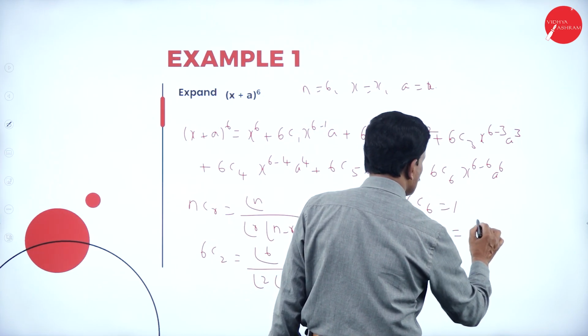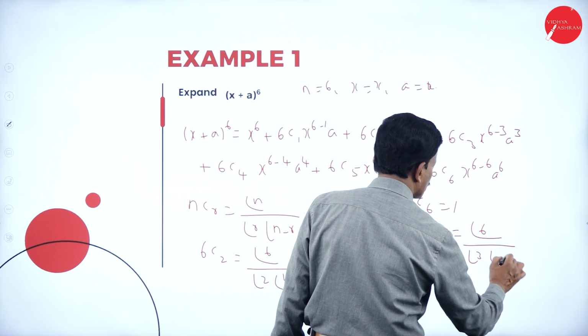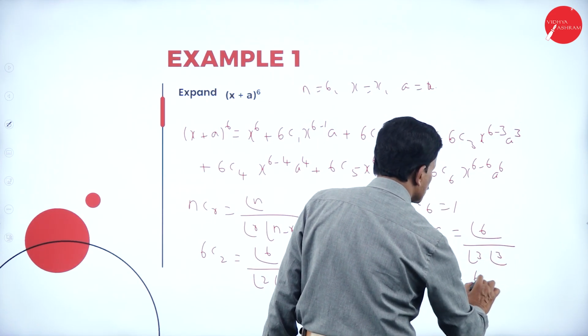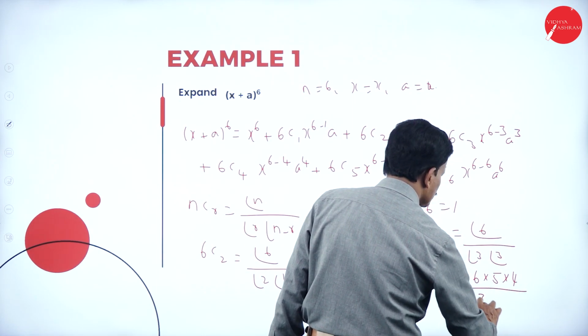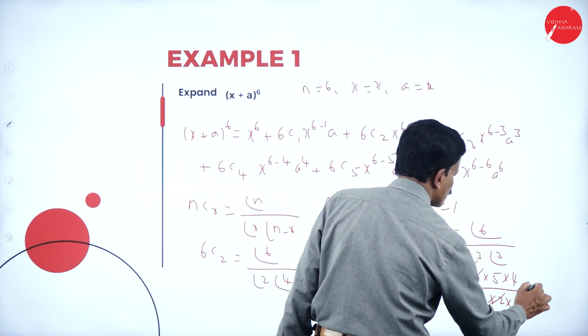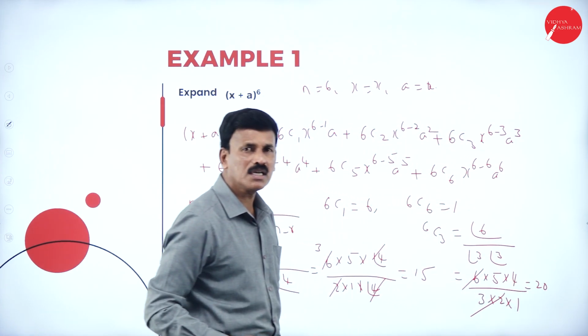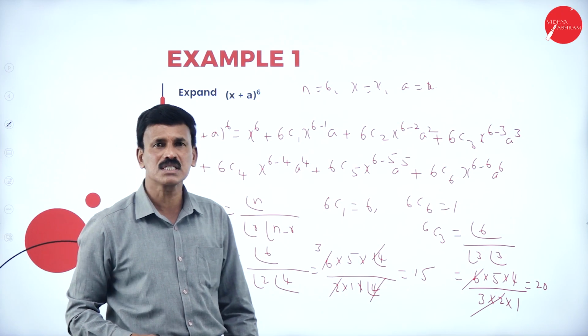6C3 is equal to factorial 6 divided by factorial 3 into factorial 3. That is 6 into 5 into 4 divided by 3 into 2 into 1. The 3 and 2 get cancelled, 6, 5, 4s are 20. Now similarly find out the value of 6C4 and 6C5.